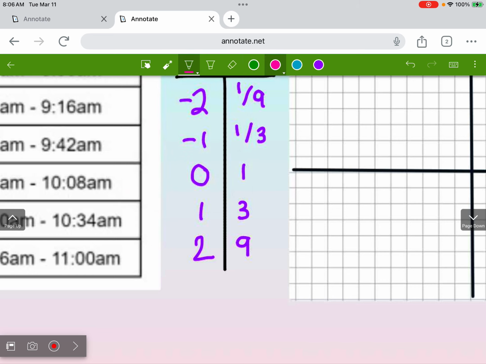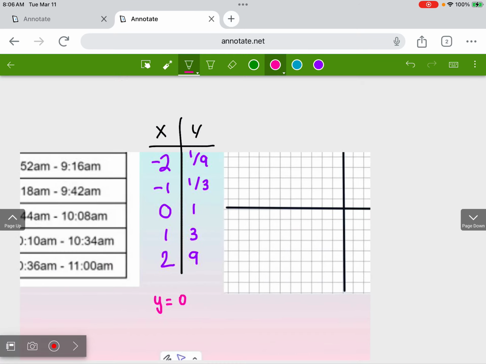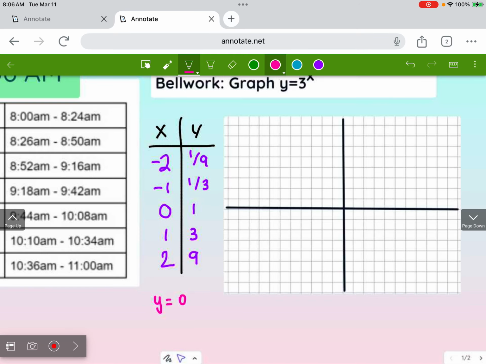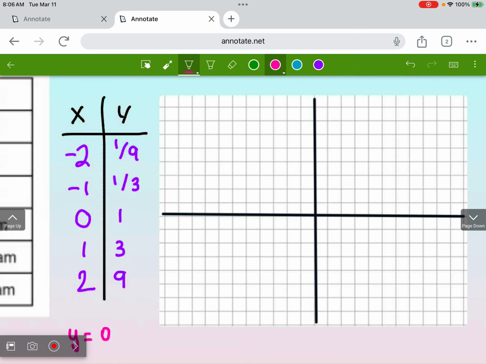We also know that on our parent functions, we are going to have an asymptote on our x-axis. The equation for that is our y equals 0. So that just means I am not going to cross that x-axis. We are not going to have any roots. So we just have to get close to it.